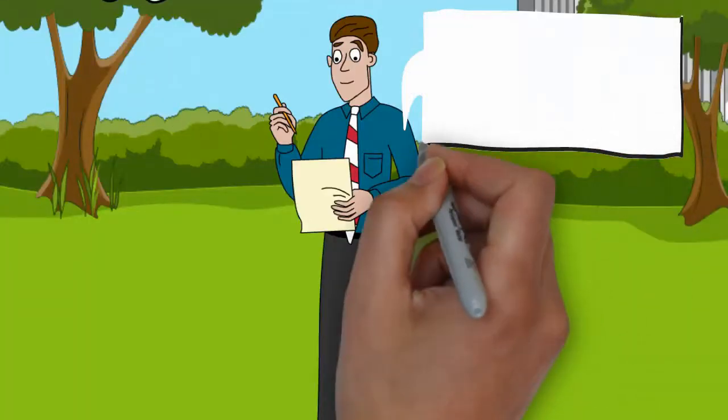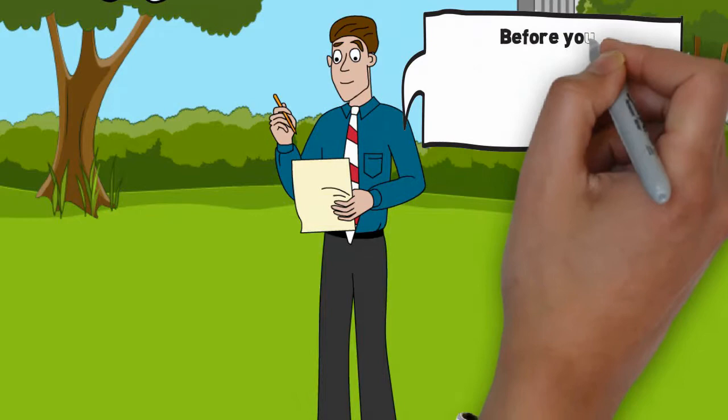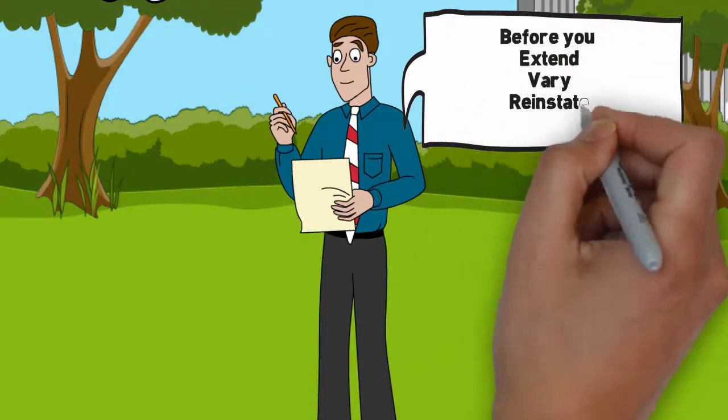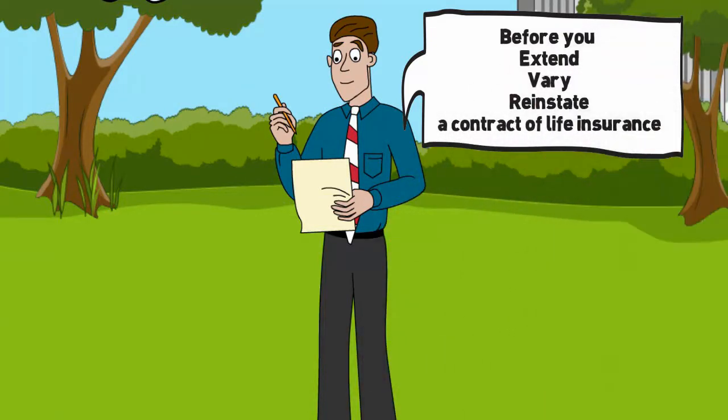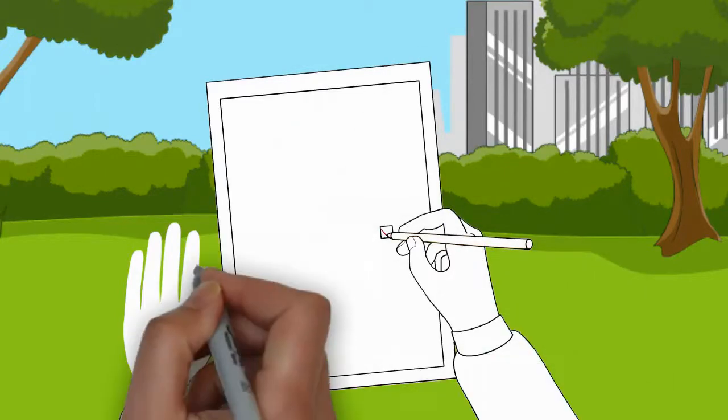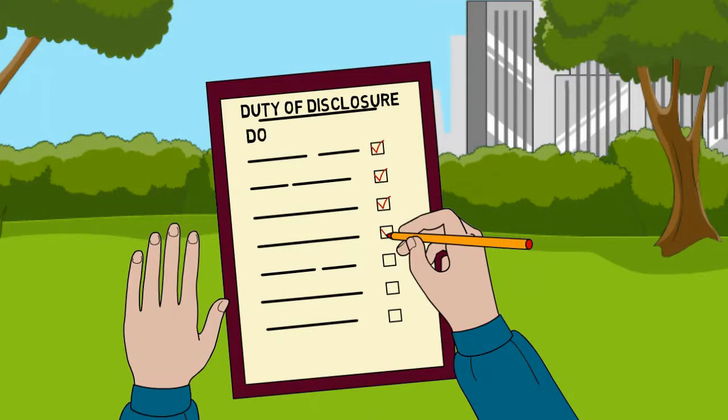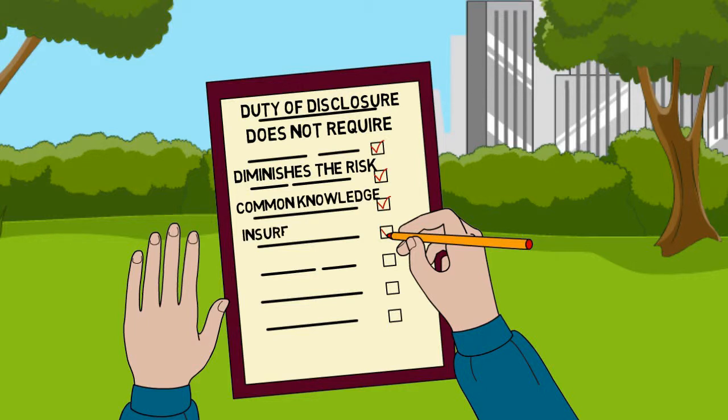You have the same duty to disclose those matters to the insurer before you extend, vary or reinstate a contract of life insurance. Your duty of disclosure, however, does not require disclosure of a matter that diminishes the risk to be undertaken by the insurer, that is common knowledge, that your insurer knows or, in the ordinary course of business, ought to know, or if compliance with your duty in relation to that matter is waived by the insurer.